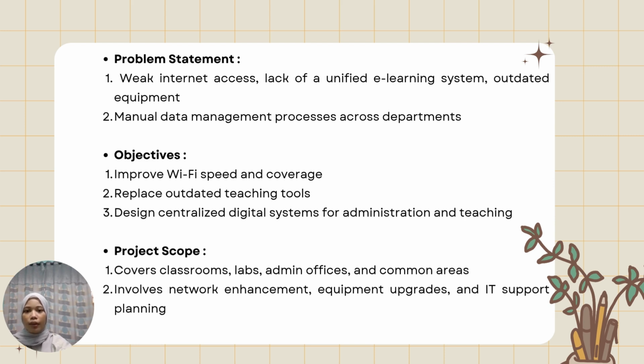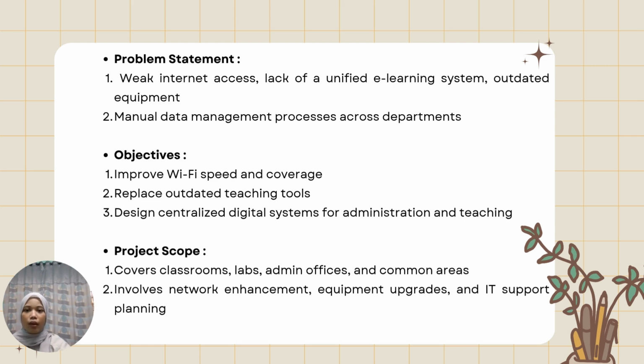Number two is outdated equipment. Most classrooms are still using old computer and projector. These devices are not suitable for current teaching method and make it harder to use modern tools like video, interactive lesson, or e-learning platform. Number three is manual data management. Important tasks like recording student attendance, inputting mark, and handling schedule are still done manually using paper or Excel. This takes more time and can lead to mistake or lost data.